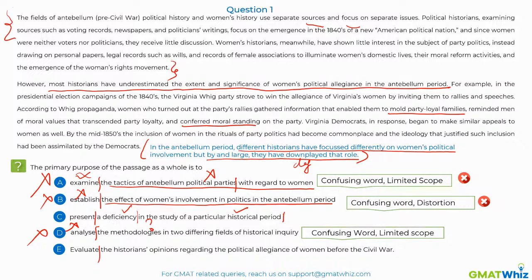The author is definitely not evaluating the historians' opinion. He's not trying to tell us the historians' opinion is strong or weak, or he's out and out bluntly stating that they have underestimated it. Okay, so E is out. The correct answer is C. Absolutely.